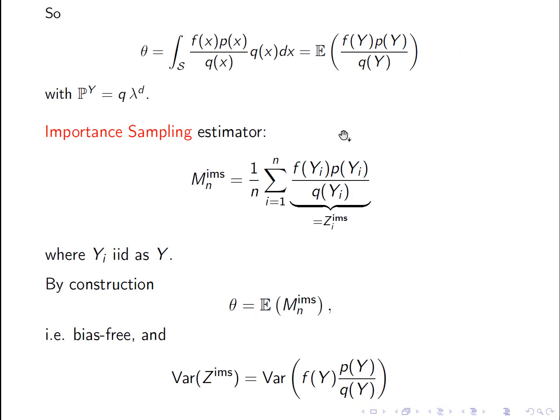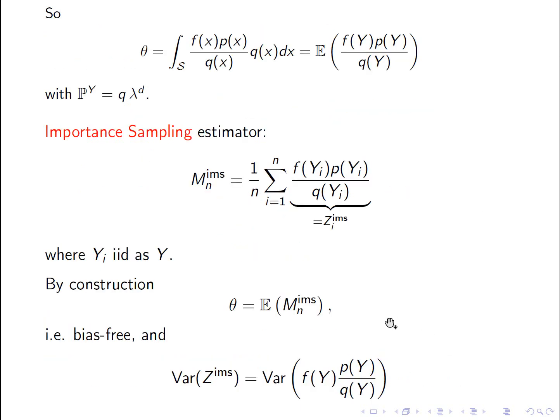So this is how we get our importance sampling estimator. The notation is theta hat n, IS for importance sampling. And here we have our theta hat IS, and theta hat IS is the average of f of y_i, p of y_i divided by q of y_i, and the y_i's are IID as y. So by construction, it's unbiased because we have just rewritten everything. So it's unbiased, bias-free, and the variance of theta hat IS is just the variance of f of y, p of y over q of y. Okay, and as always, the question is now, is this variance smaller than the standard variance? And also, what about the computational cost?